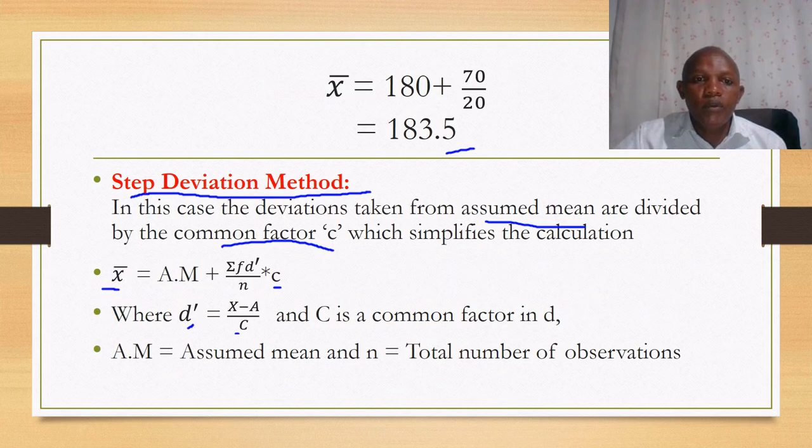So as we're moving forward, our sum of deviation from assumed mean was 70, and so if you divide it by 20, then you get 183. Now take note that this answer is the one that we found earlier, and so the answers are the same.